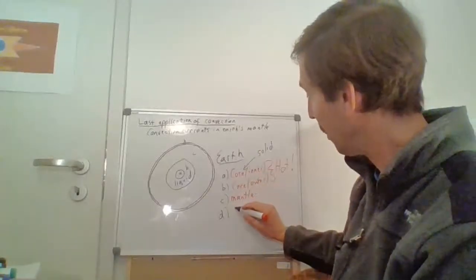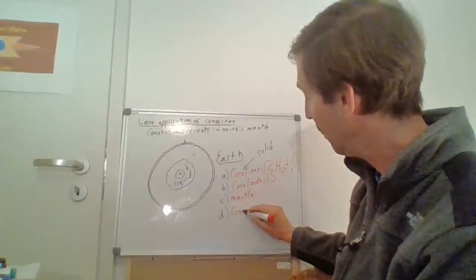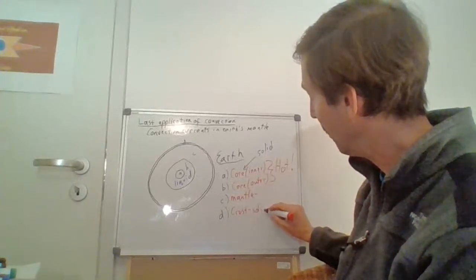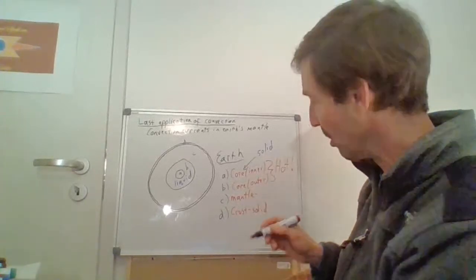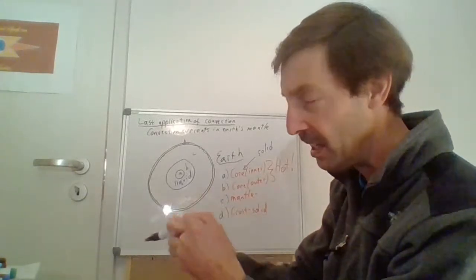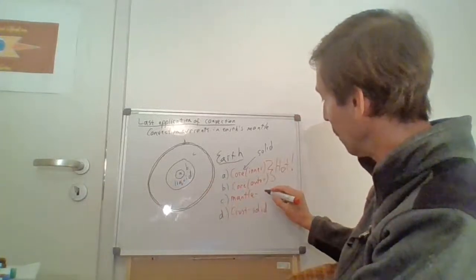Got the outer one as well. It's called the crust. So the crust is a solid, and the mantle is sort of a... They call it a plasticky liquid, so it moves really slowly.